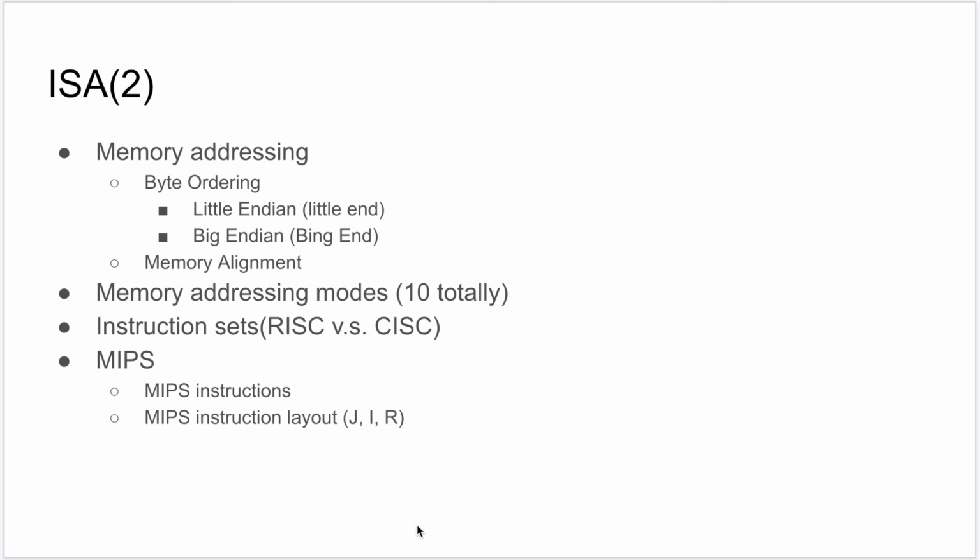And then is MIPS instruction and MIPS instruction layout. In the professor's slides, it provides us some MIPS instruction examples. There is some assembly language, but I guess you guys are familiar with assembly language. I mean some basic assembly language like add, load word, add immediate, branch, something like that. And for MIPS instruction layout, we need to know what is J-type instruction, I-type, and R-type instruction.